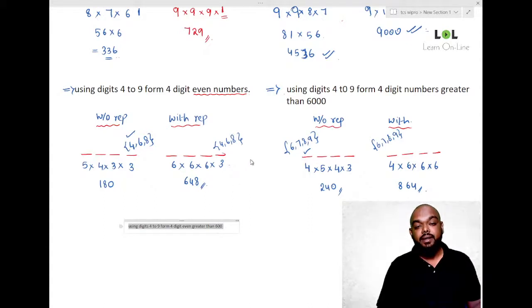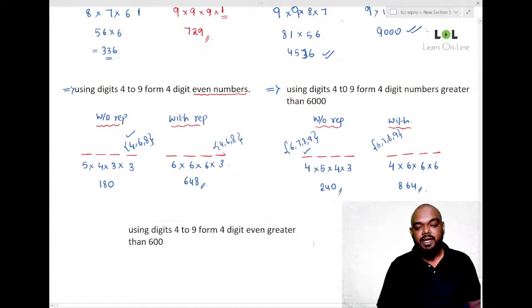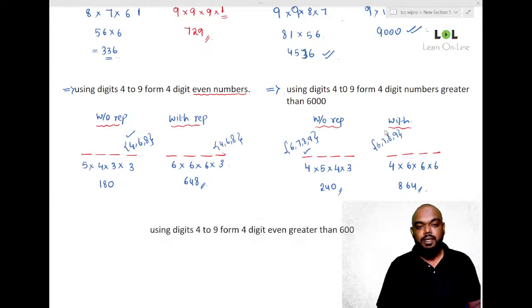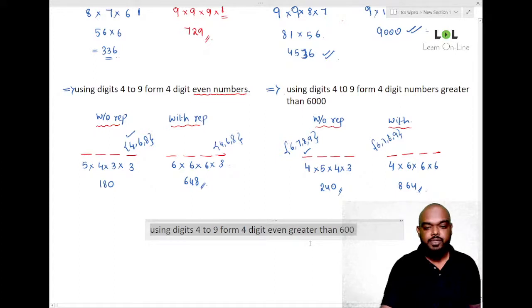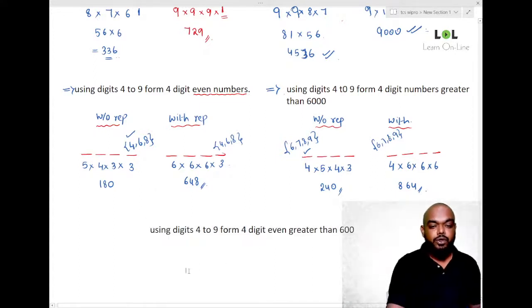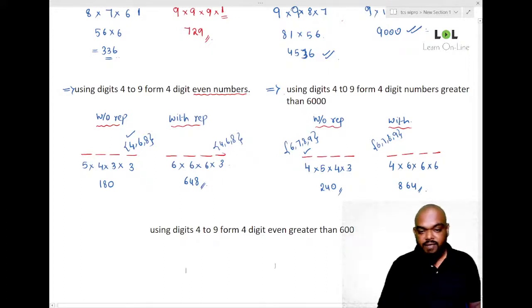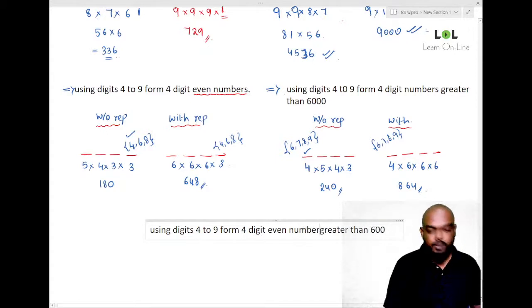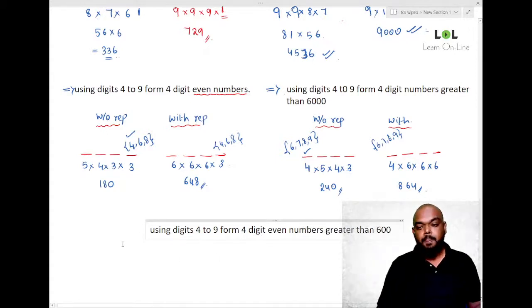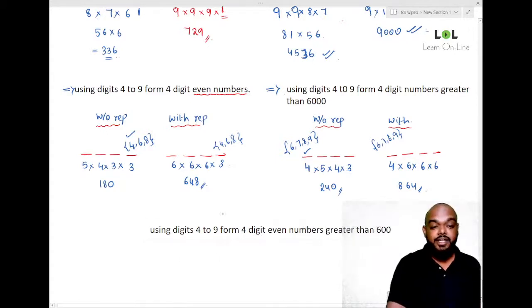What do we have here? What is the change in this question compared to the previous question? Can anybody tell me? Using digits of 4 to 9, form 4 digit even numbers, greater than 6,000. Okay, now what is it? 2 conditions. Very good.